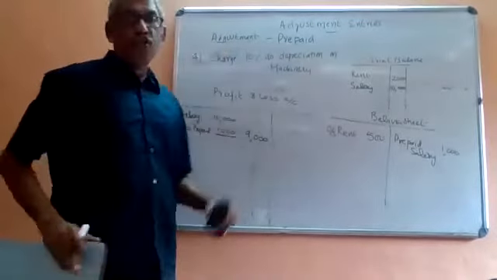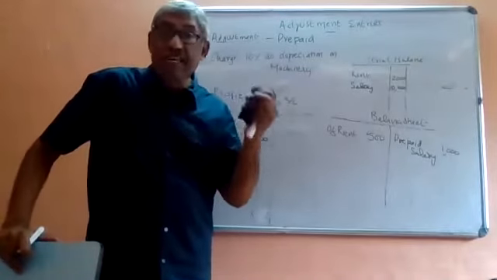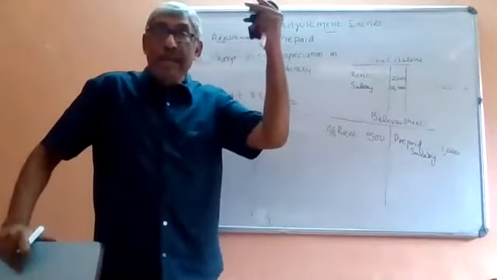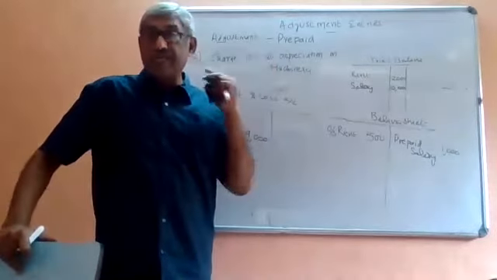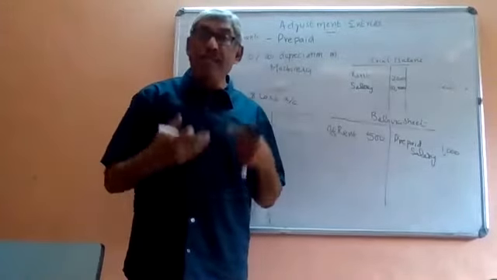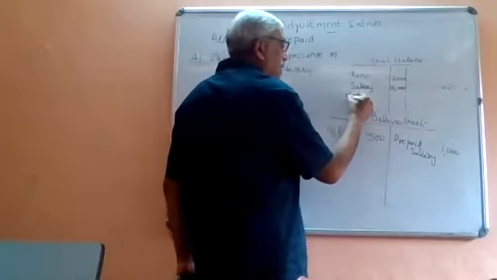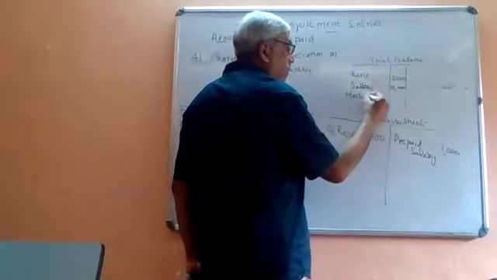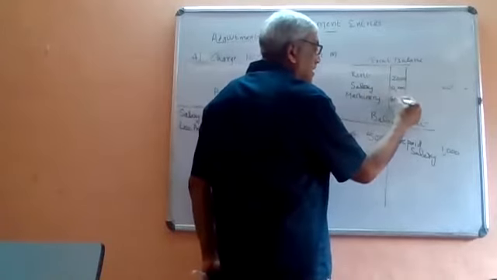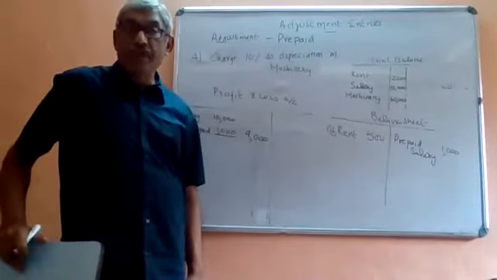Okay, we have to charge 10% of machinery as depreciation. That means the 10% value is going to be reduced from the asset. Depreciation means decrease in the value of the asset. Suppose in the trial balance there is an asset called machinery, and the value of the machinery is 60,000.